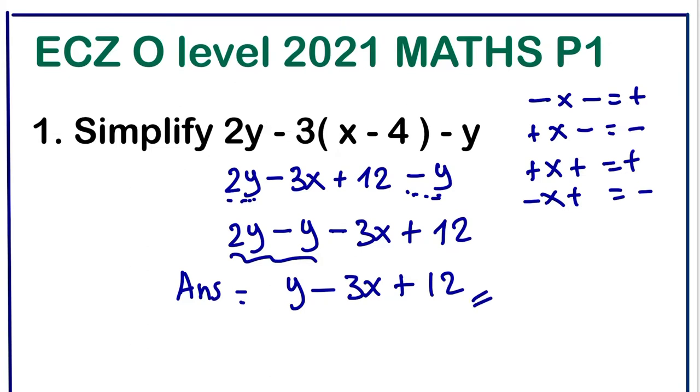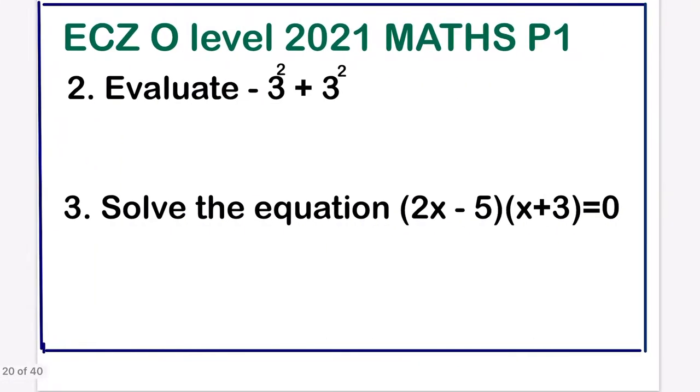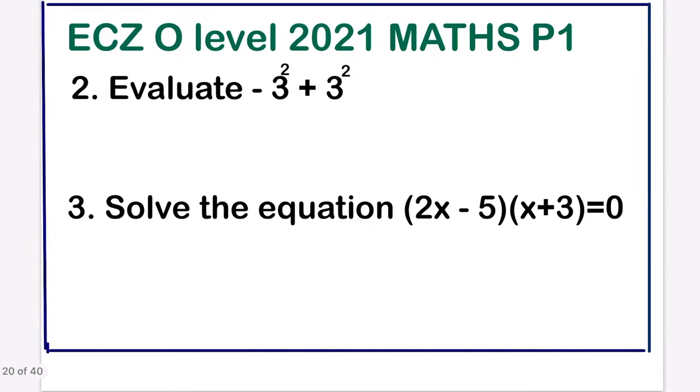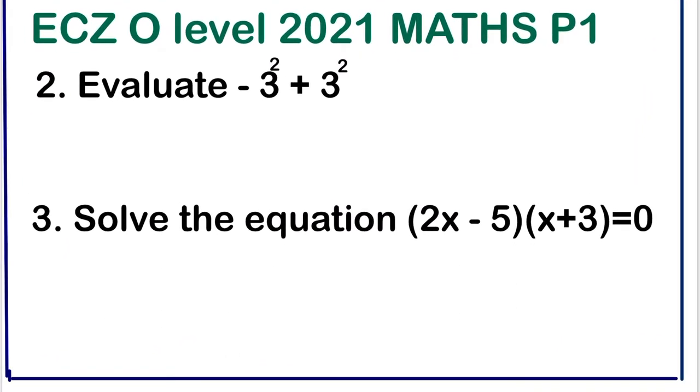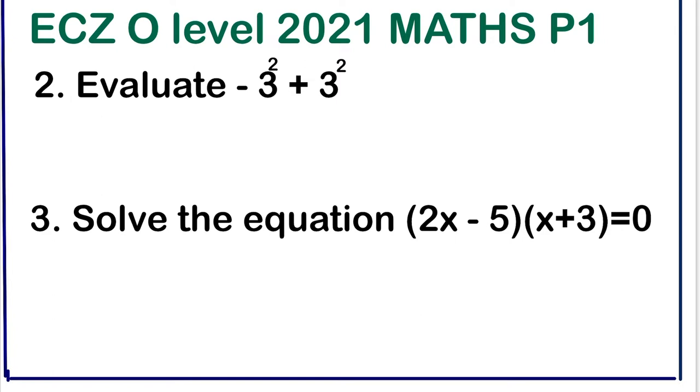So let's move to question 2. We have question 2 and question 3. For question 2, we are asked to evaluate this, which will give us which value. We can see that when you have minus 3 squared in the bracket, it is different. This is 9, but here we just have a minus. The square is just on 3 and doesn't affect the minus sign.